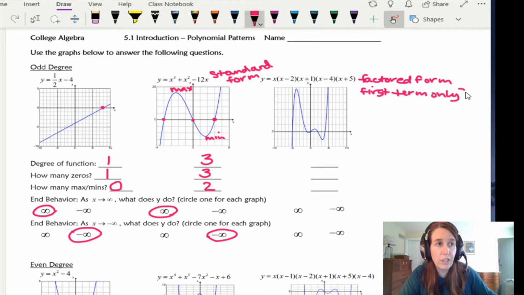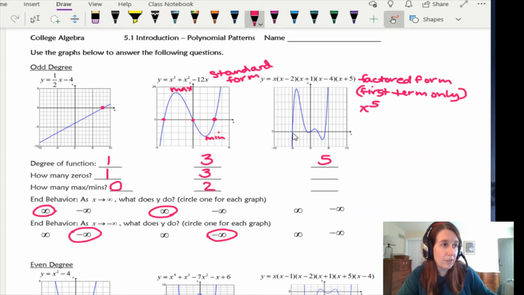So let's figure out what the first term only would be. In other words, the one with the highest degree. So that would be an x times another x times another x times an x times an x. So x multiplied by itself 5 times, right? So that would be a 5th degree function, okay?